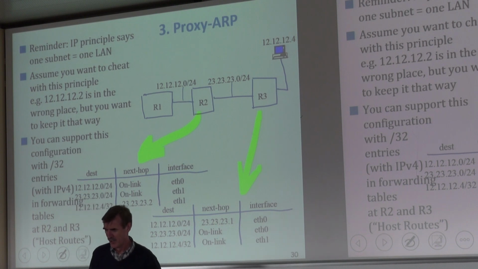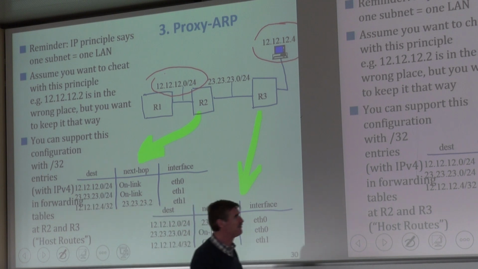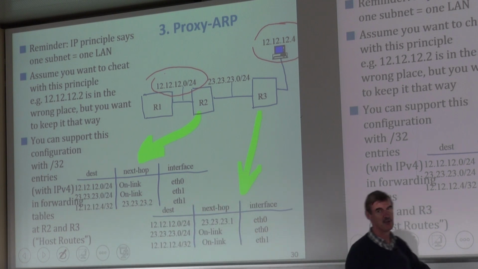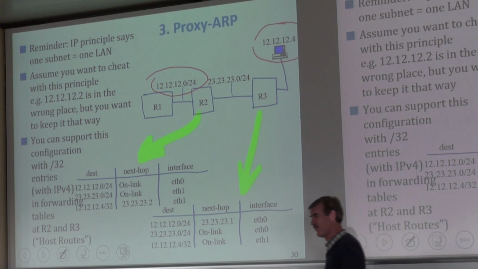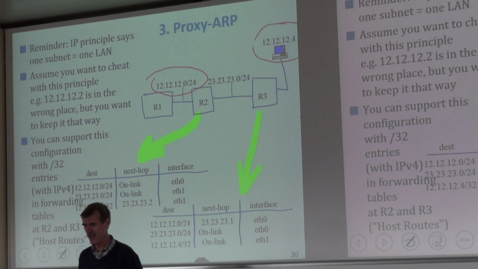Another way to view it is to say, assume you want to put an address at the wrong place. For example, that address here, 12.12.12.4, is on a wrong subnet. The subnet 12.12.12/24 is here between R1 and R2. And assume for some reason you want to put a machine that had this address behind R3.